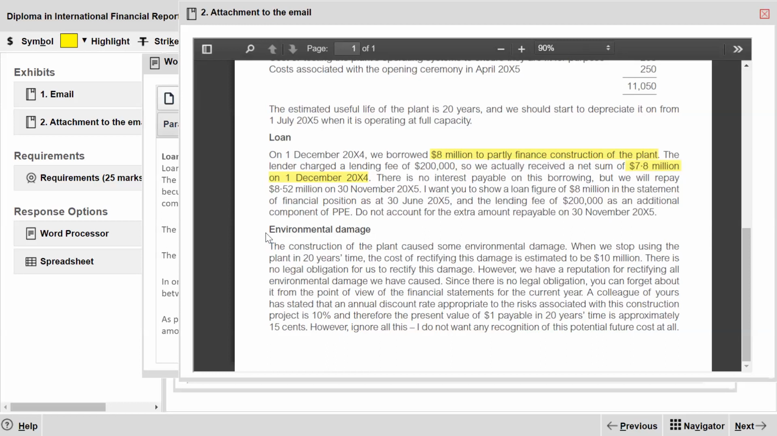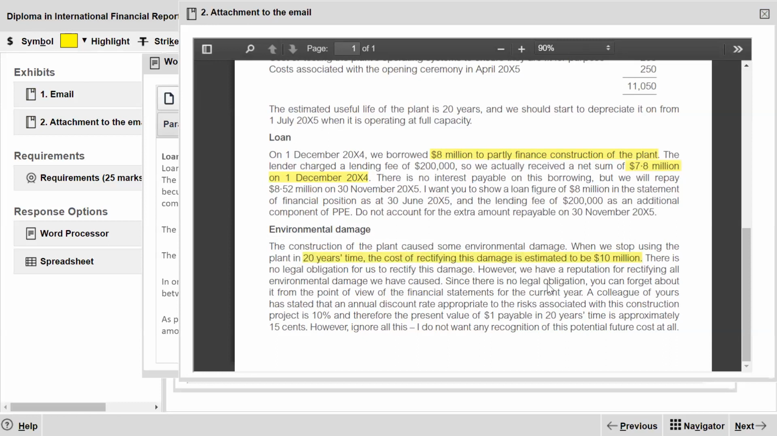Now let's talk about the environmental damage. So it says the construction of the plant caused some environmental damage. When we stop using the plant in 20 years' time, the cost of rectifying this damage is to be $10 million. There is no legal obligation for us to rectify this damage. However, we have a reputation for rectifying all environmental damage we have caused.